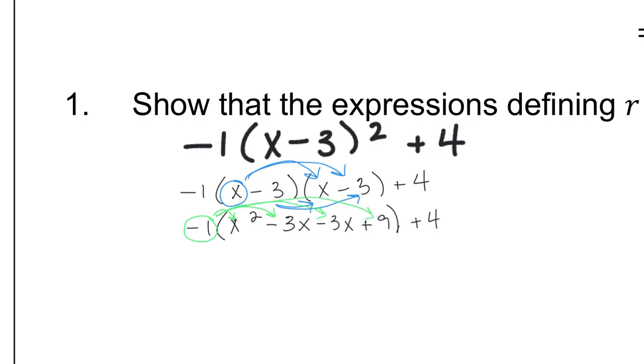So negative 1 times x squared is negative x squared. Negative 1 times negative 3x is positive 3x. Then we have negative 1 times negative 3x again, giving us another positive 3x. And negative 1 times 9, which is negative 9. And we still have that plus 4.